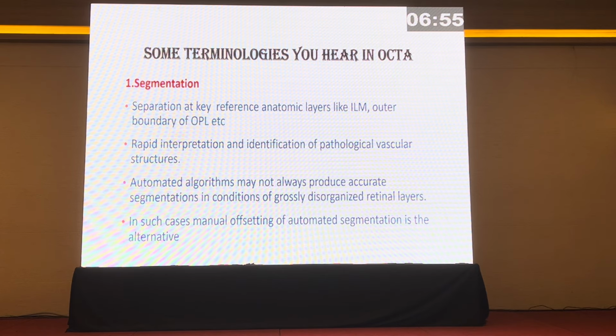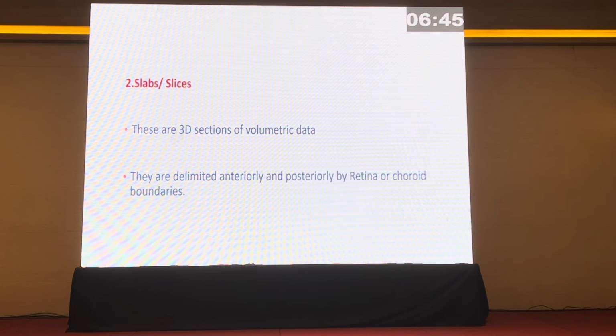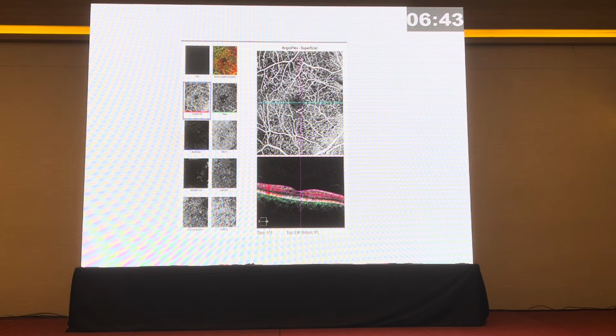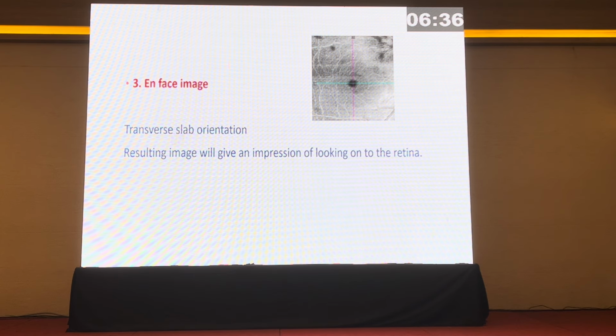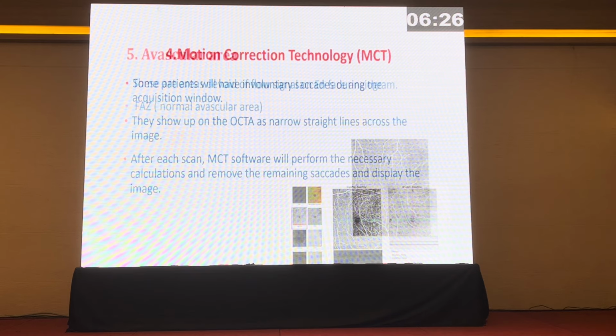So some terminologies that you will hear. One is segmentation. Segmentation, I told you, into different layers, and each of these layers you can see as en face OCT images as well. So that is how we get the slices, and these are different slices, right from top to bottom. There are different slices which I explained to you about. And the en face image is a transverse slab orientation, which gives an impression as though we are peeling off that part of the retina and looking directly inside. Then we have motion correction technology. I will not go into this.